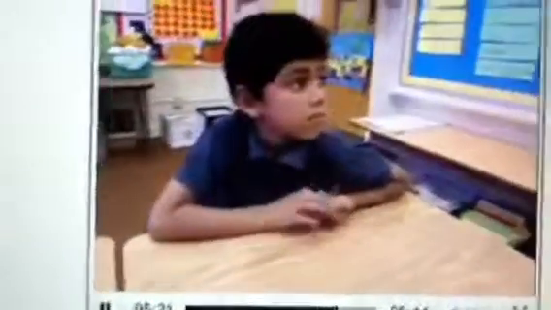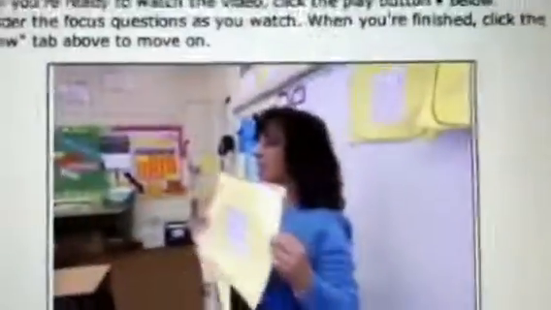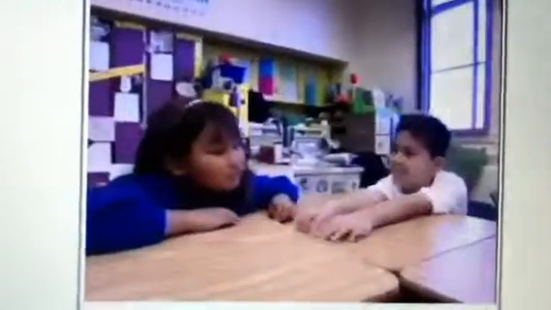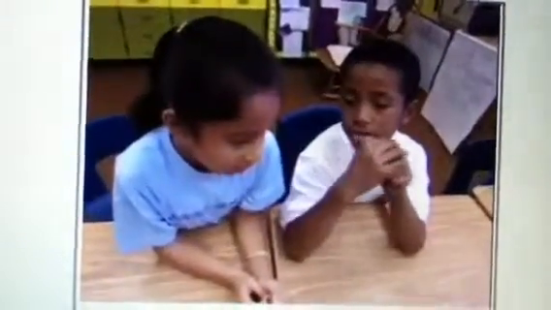You say polygon. What's the name of this shape, guys? Square. Talk with your shoulder partner. What makes a square a square? It's a special shape, and it's a polygon. It has 4 corners. 4 sides.